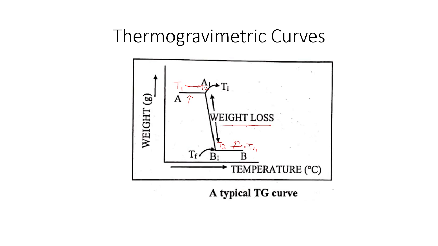Now this weight loss is very important from our point of view, because this weight loss gives you qualitative as well as quantitative information. Then additional information that can be drawn from the TG curve is how much weight loss occurs by heating a sample at a given temperature. From this information one can determine the composition of the compound and also follow the reactions involved in the decomposition.